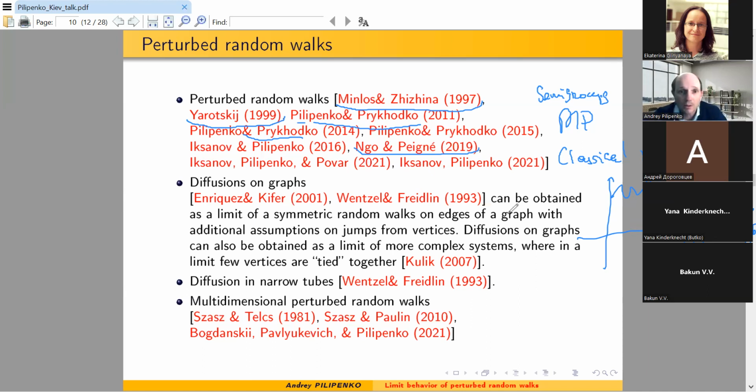Some results on this topic were obtained with my former PhD student Yura Prikhodka, and in a recent paper by Ksanov, me, and Pavlyukevich. Some results were obtained in our joint paper with Alexander Iksanov, and we used a martingale technique, the martingale problem. And today I will generalize our approach and obtain some new results. Actually, in this paper, one of the assumptions was that the jump is bounded in such a way that we cannot overjump the membrane.